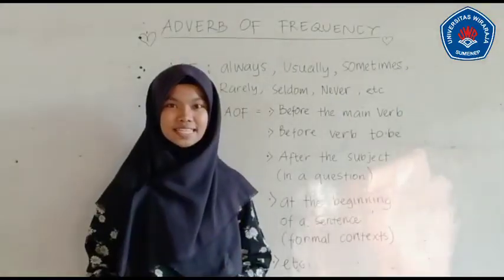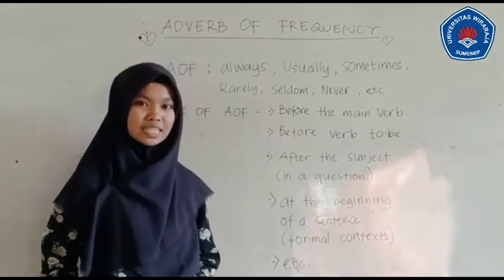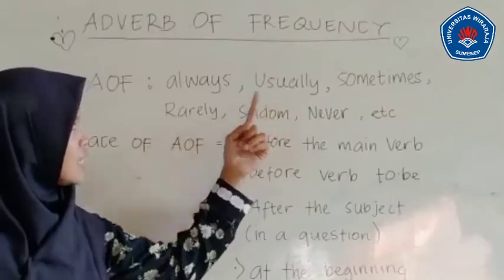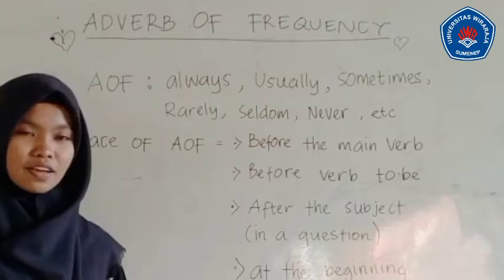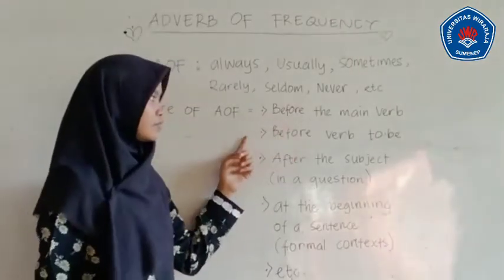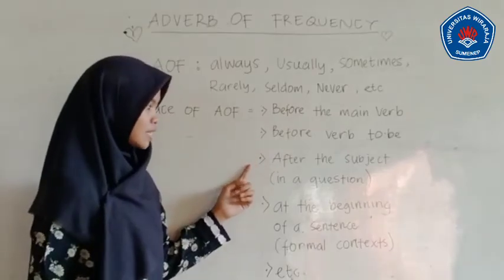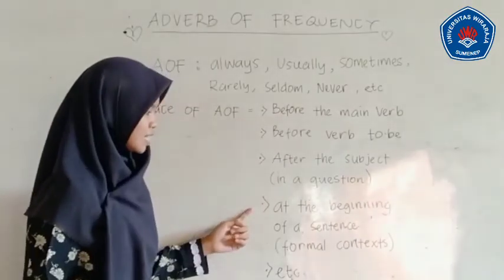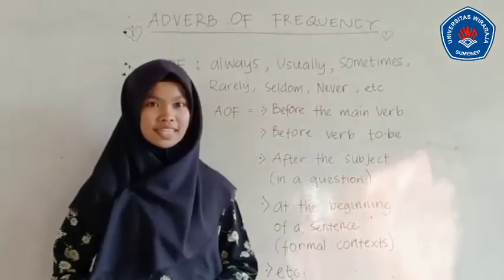Now, let's wrap up. In this lesson, we took a look at adverbs of frequency, such as always, usually, sometimes, rarely, seldom, never, etc. And they can be placed before the main verb, before the verb to be, after the subject in questions, and at the beginning of a sentence in a formal context.